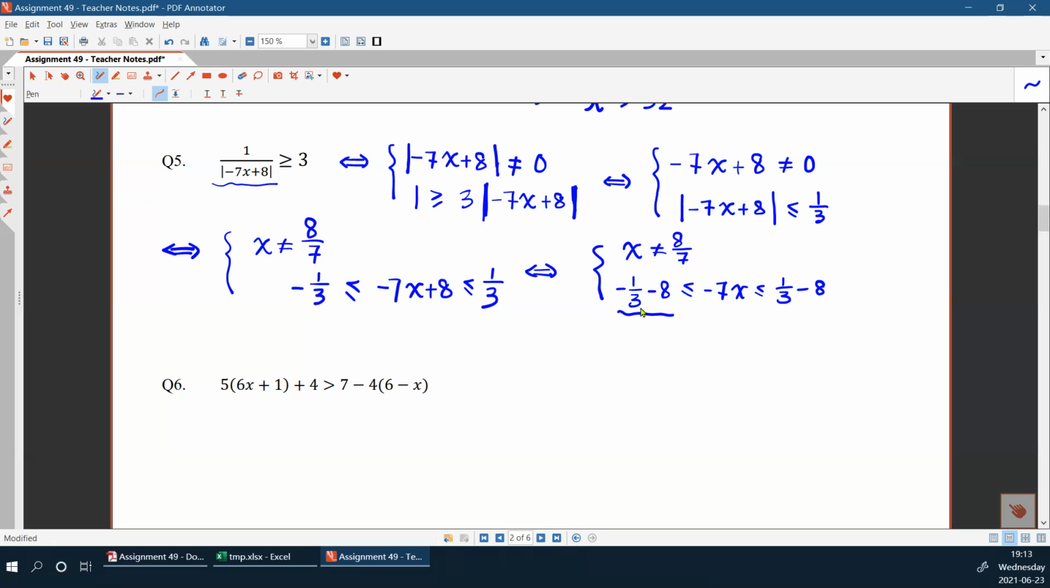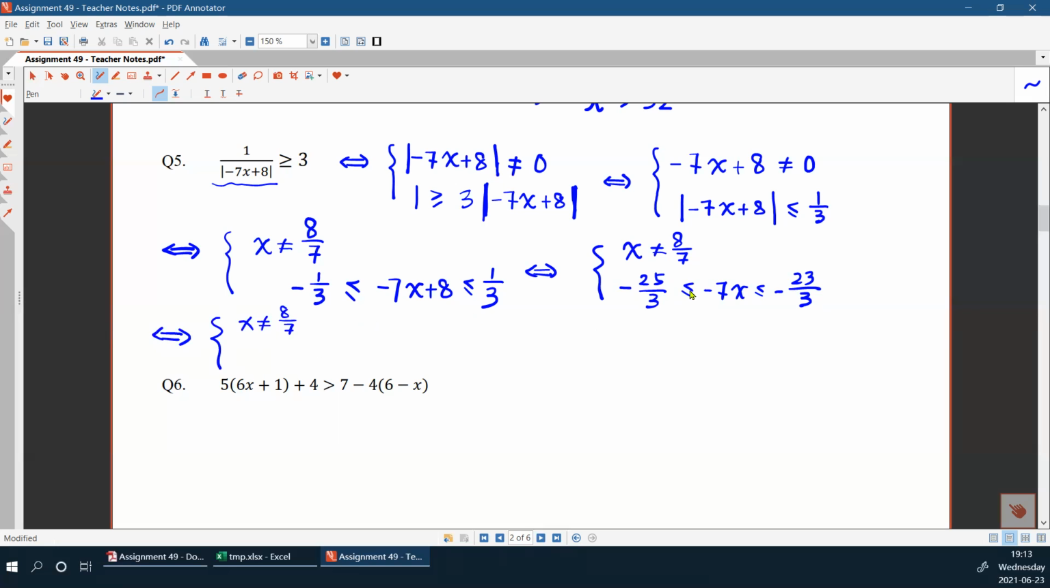-1/3 subtracted by 8 is -25 over 3. Okay, so -25 over 3 here. And 1/3 subtracted by 8 is -23 over 3, right? Okay, so this is equivalent to the first expression, just copy that.